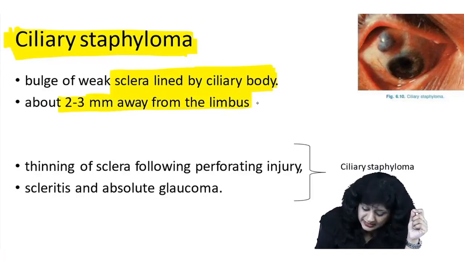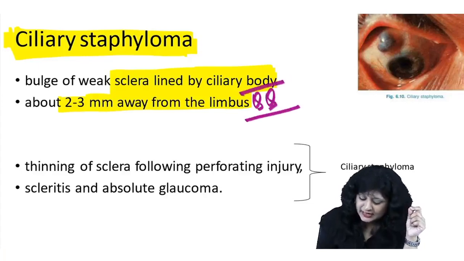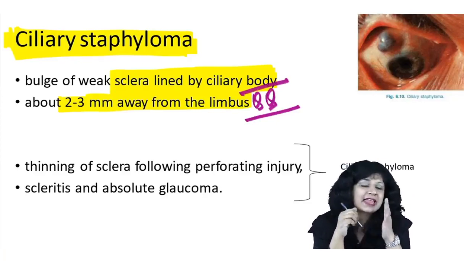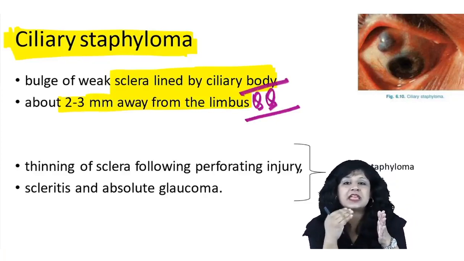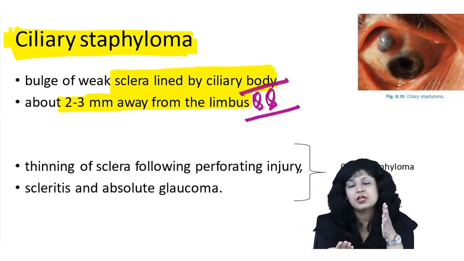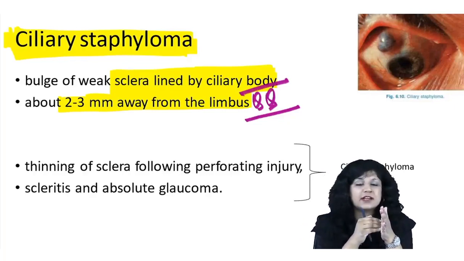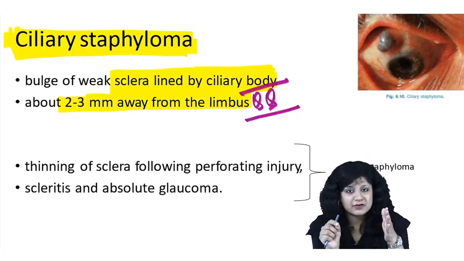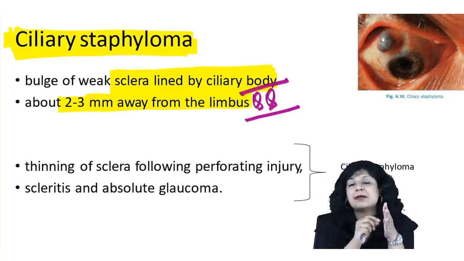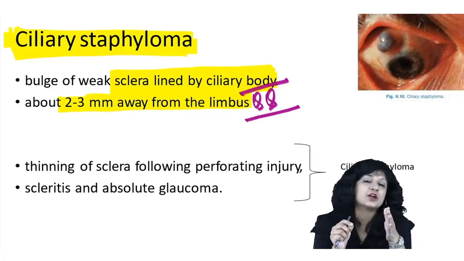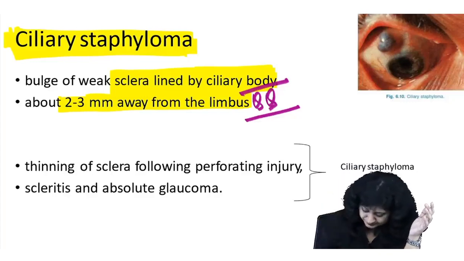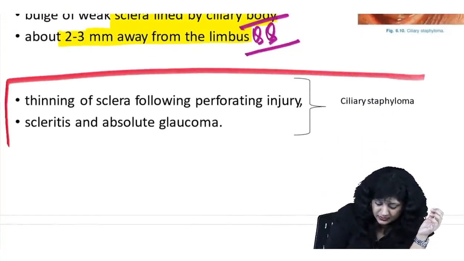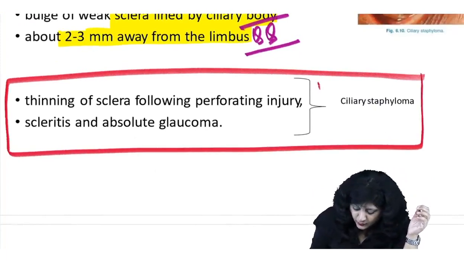Now this is again an important clue. Suppose you are getting a question on staphylomas, and they are saying that the bulge is 2 to 3 mm from the limbus, then you will clearly know that this is not the intercalary. Intercalary will be at the level of the limbus, while 2 to 3 mm from the limbus will be your ciliary staphyloma. Okay, now a very important aspect where they can ask the question.